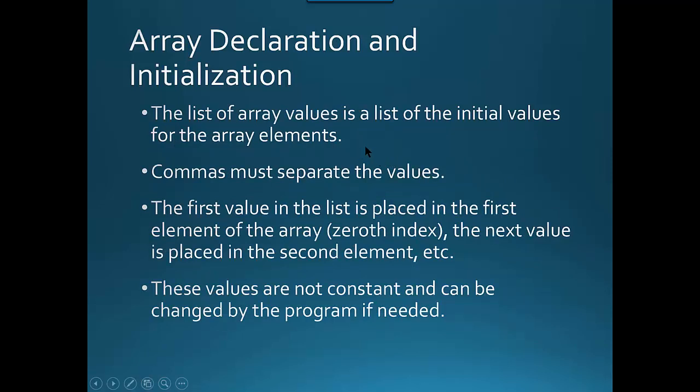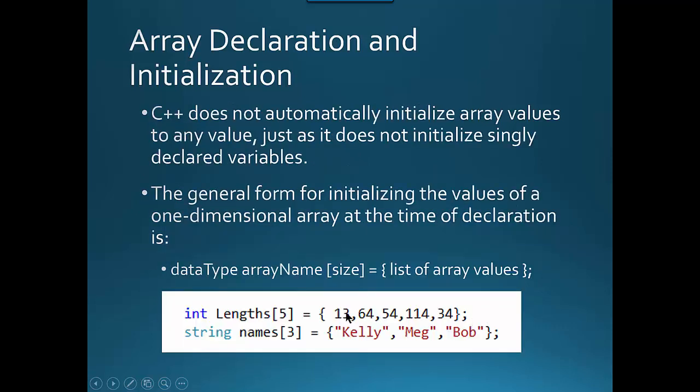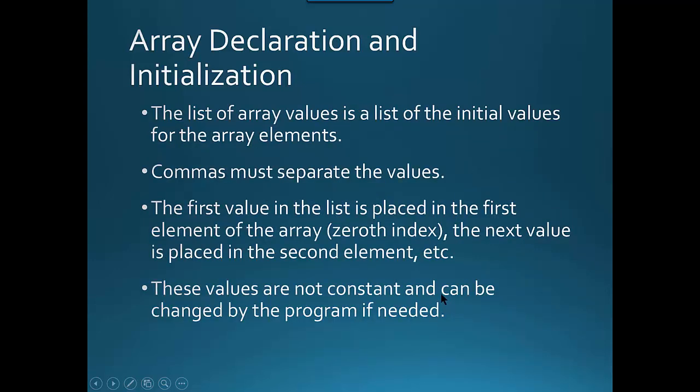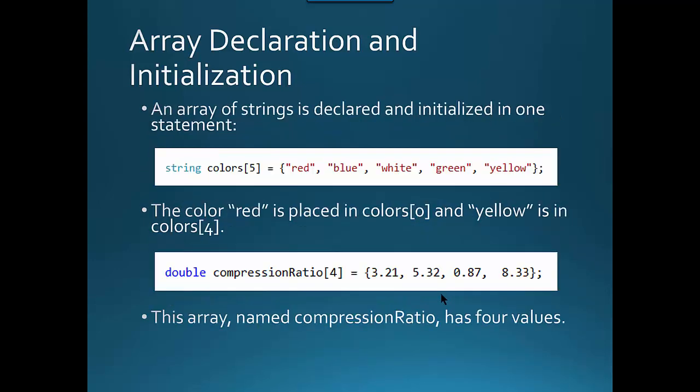And so the list of array values is a list of initial values for the array elements. Commas must separate the values, and the first value is placed in the first element, so the 0th index. So 13 is in the 0th place for lengths, and Kelly is in the 0th place for names. Here we have an example of initializing 5 colors, declaring the array and initializing all in one line. And then here we have compression ratios, some doubles that are being declared all in one line.